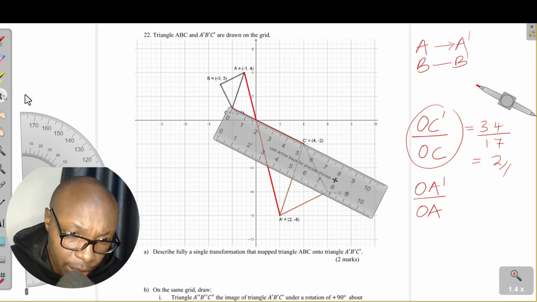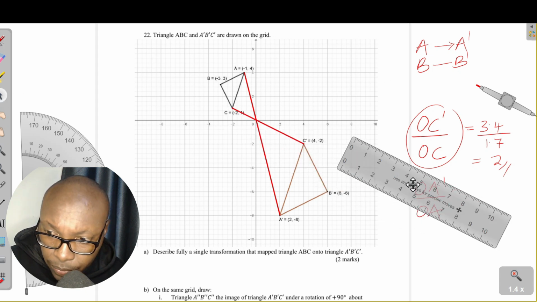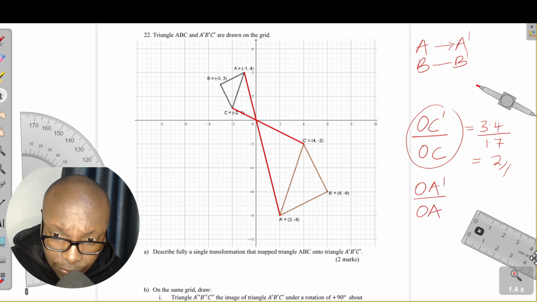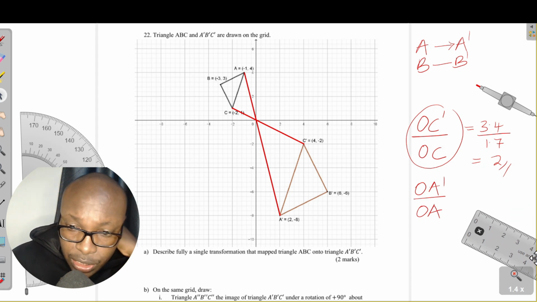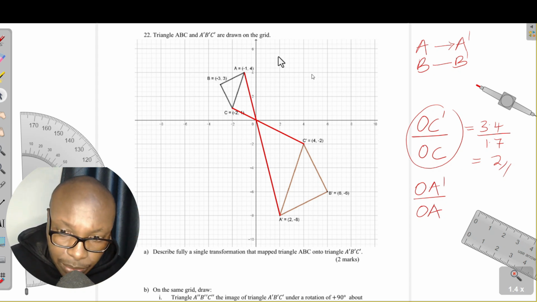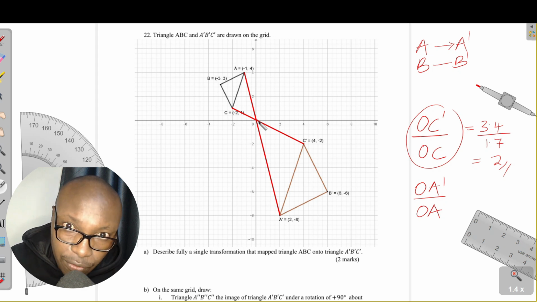Now, the other thing that you need to notice here is that the scale factor of enlargement will actually be negative. Why will it be negative? Because in negative enlargement, the object and the image are on opposite sides of the center of enlargement. Look at the center of enlargement, the origin, here. The object and the image are on opposite sides of it, and that is why we give the scale factor as negative.